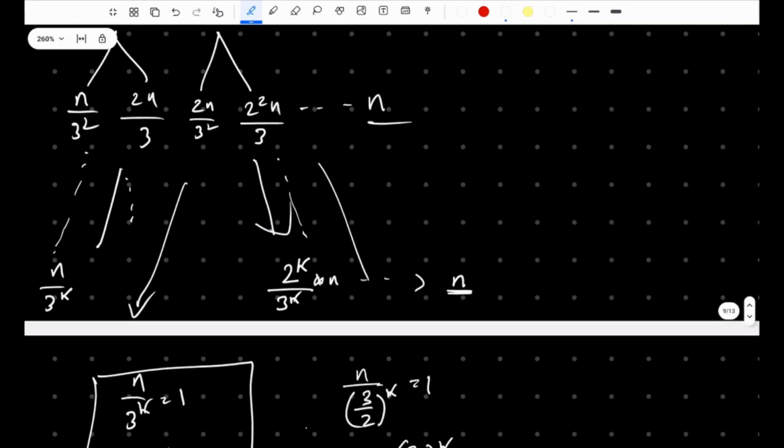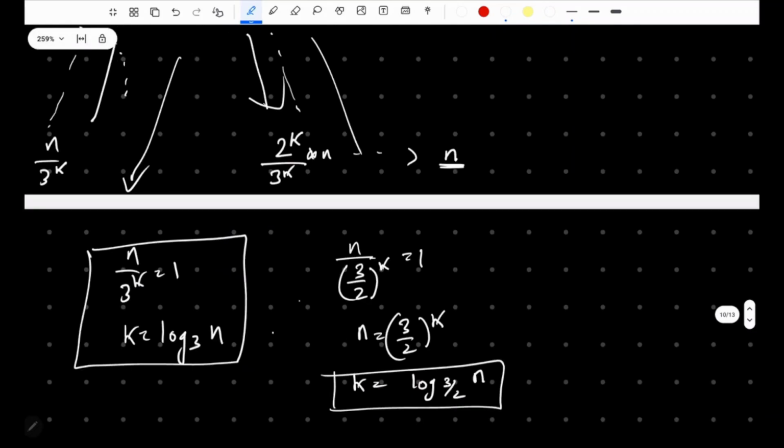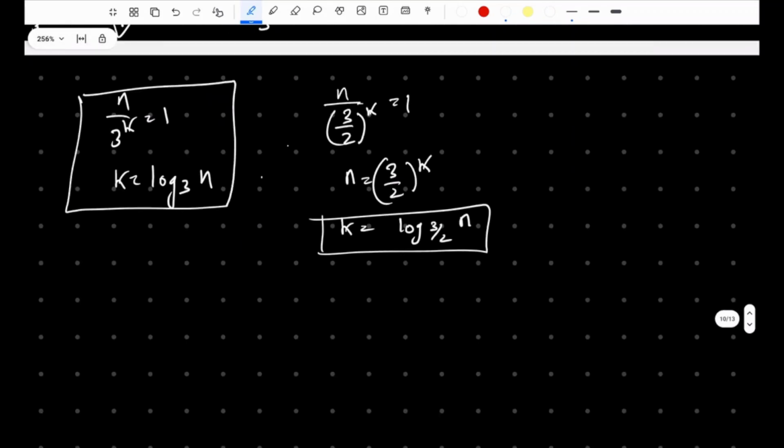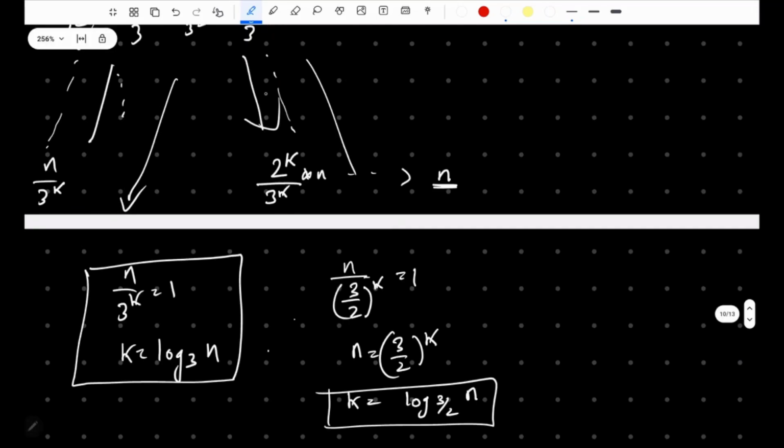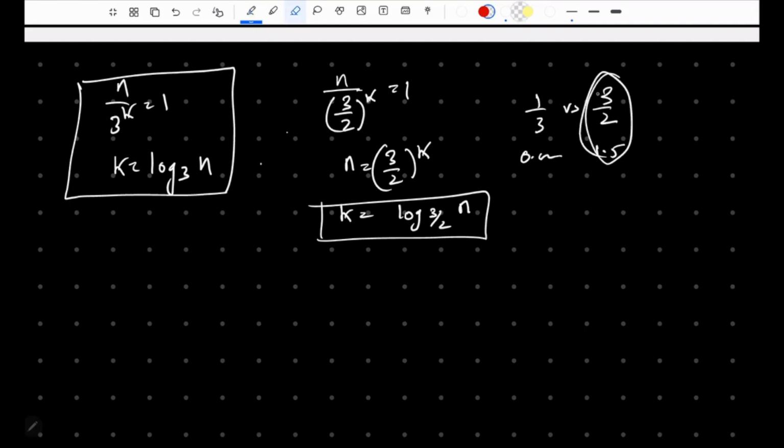So we can see we are dividing this side by 3 and this side by 3 by 2. So which side is bigger? This side will be bigger, because if I compare 1 by 3 versus 3 by 2, which is bigger? This will be 0 point something and this will be 1.5. So this will be bigger. So our tree will come like this. This will keep going on and this will stop.